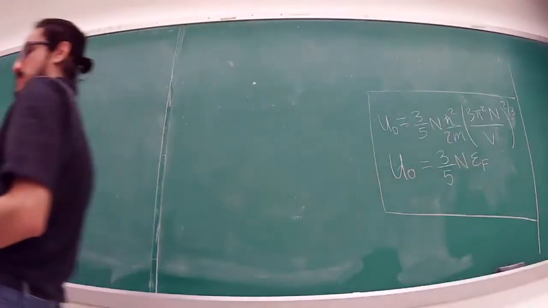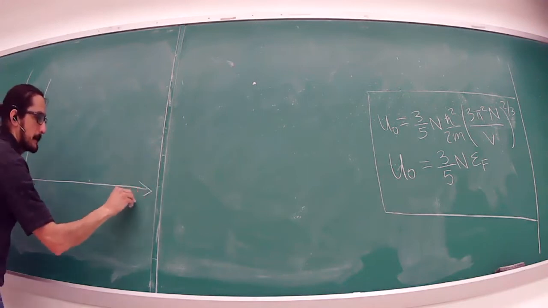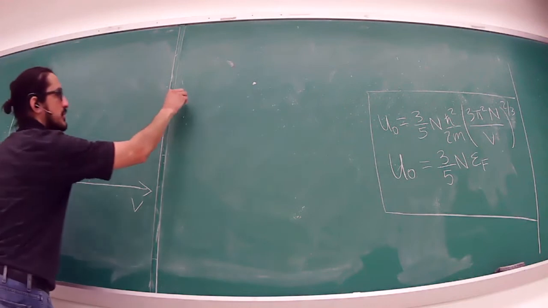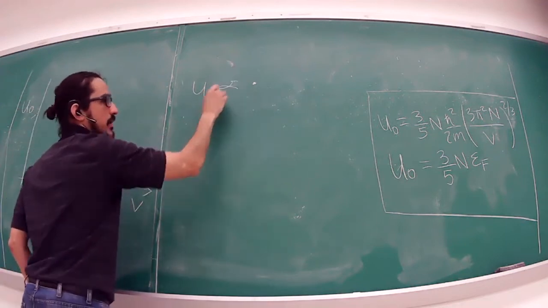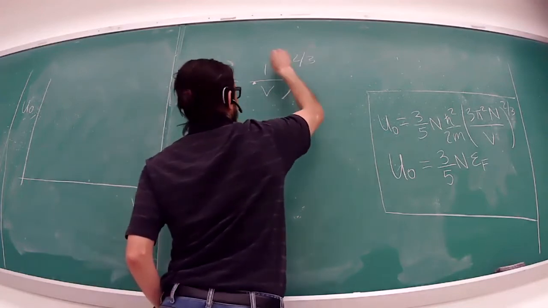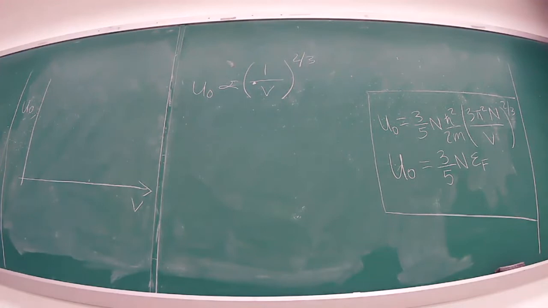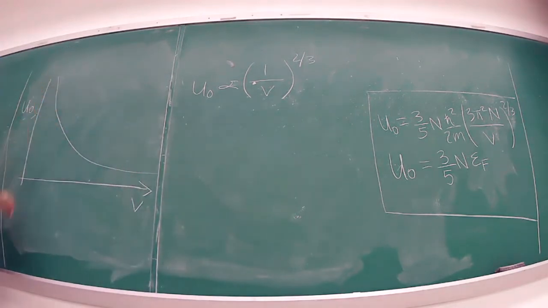If you plot the ground state energy, so this is at 0 Kelvin, the ground state energy of the Fermi gas as a function of the volume, the ground state energy is proportional to 1/V to the 2/3. Okay. So as you decrease the volume, the ground state energy increases. It's going to look like that.